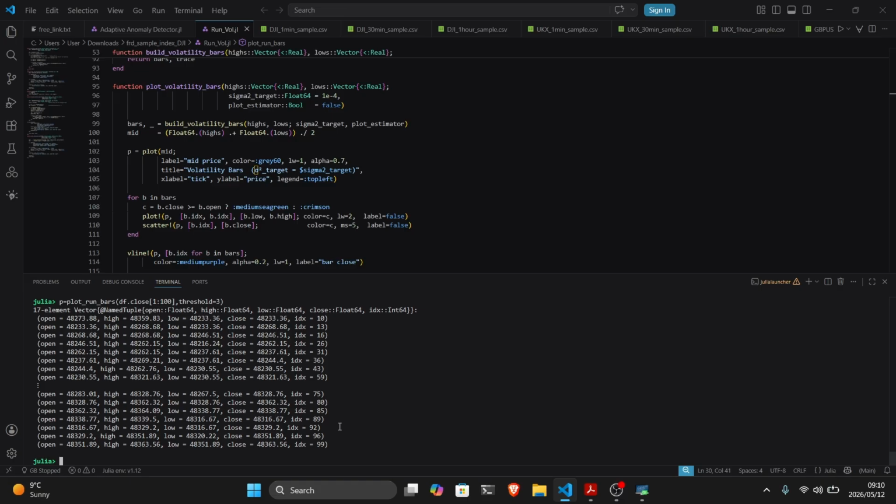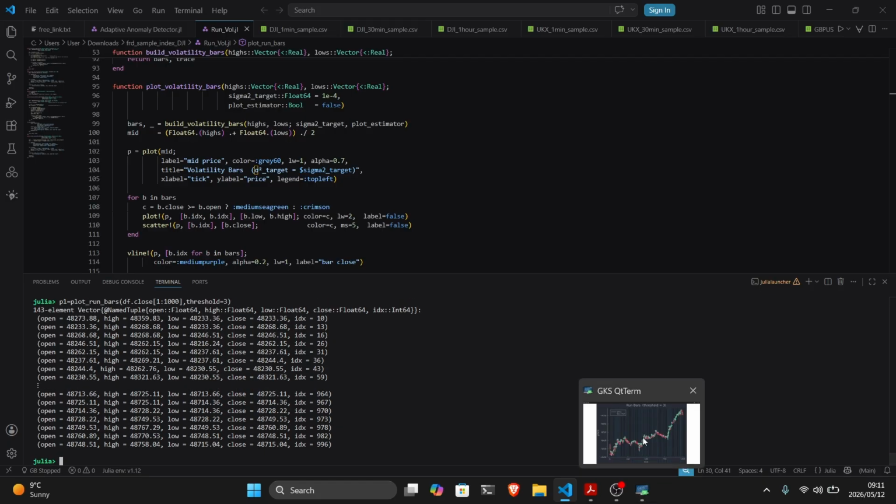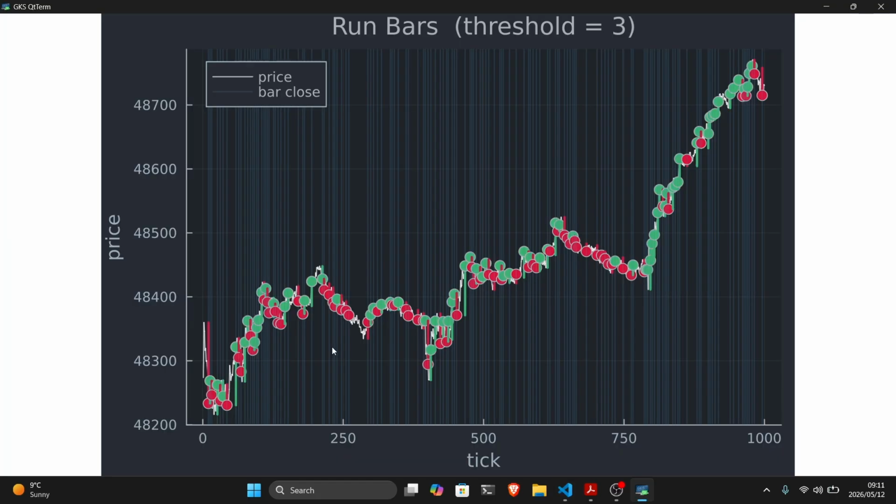Now, let's run this for a higher index, 1,000 indices, and as you can see, we have more structure, more interesting geometry that can be taken advantage of. Now, let's get into Parkinson volatility aggregation.